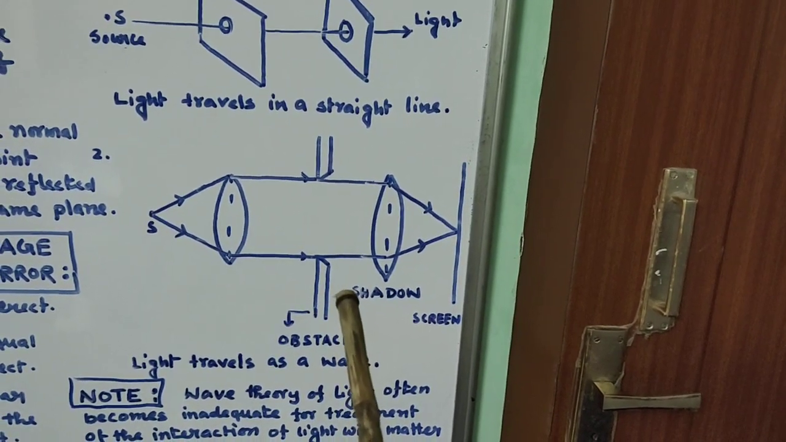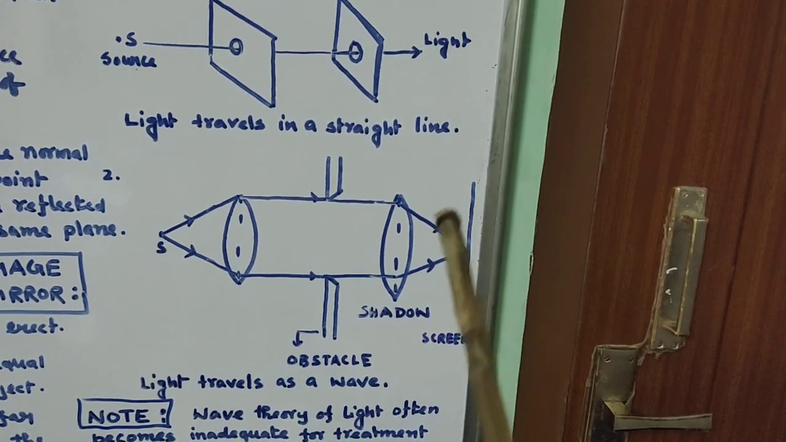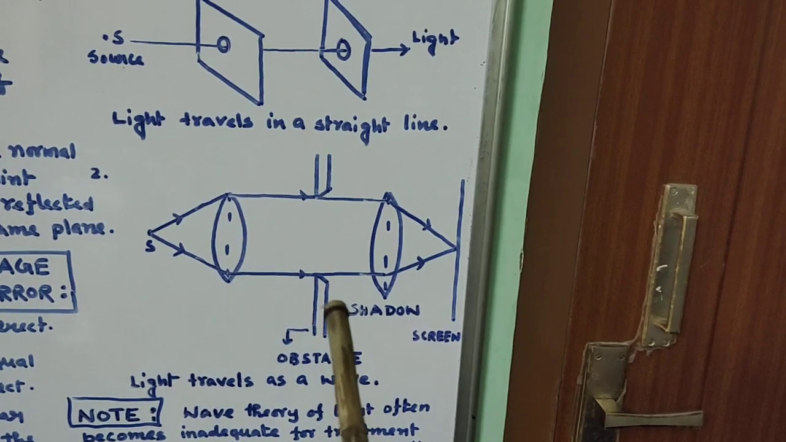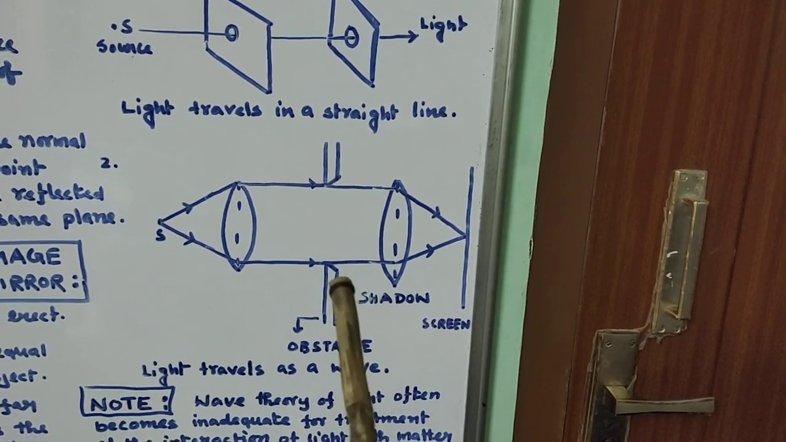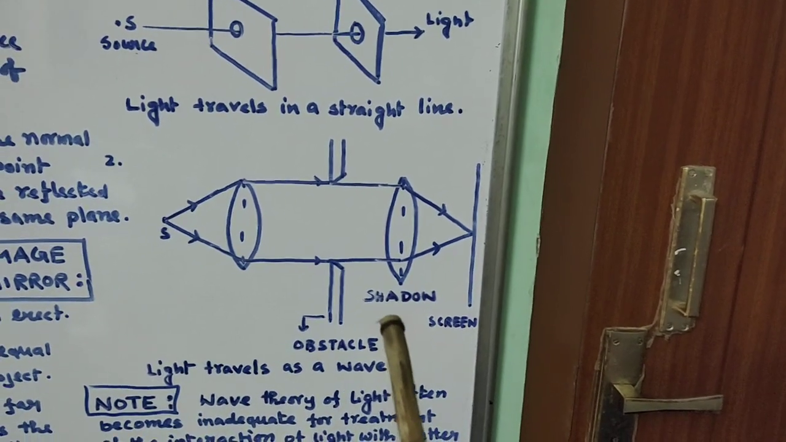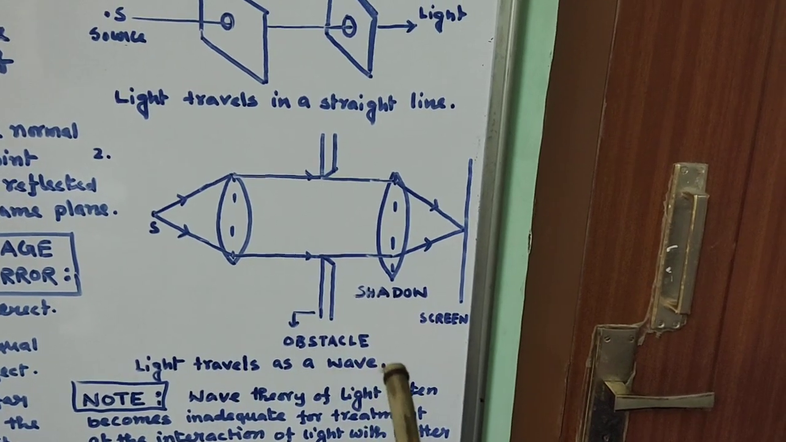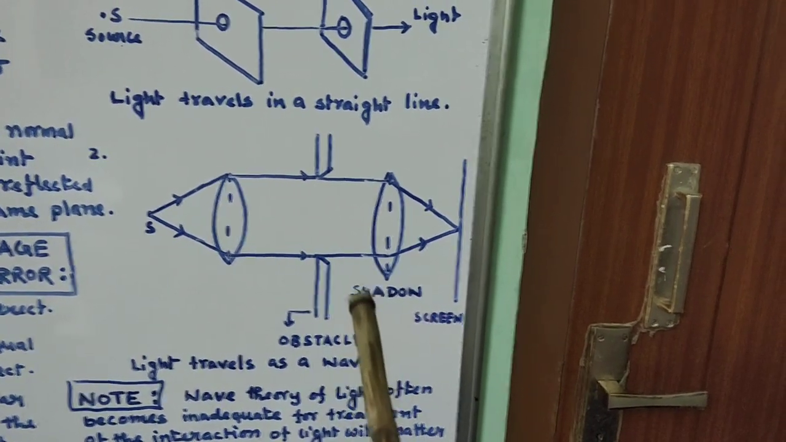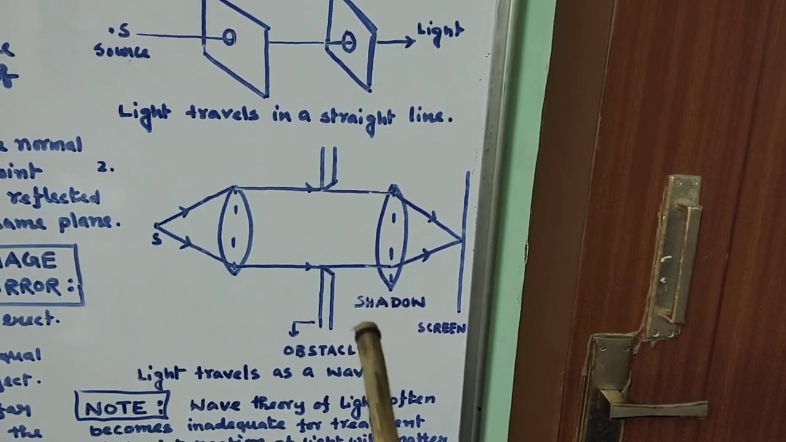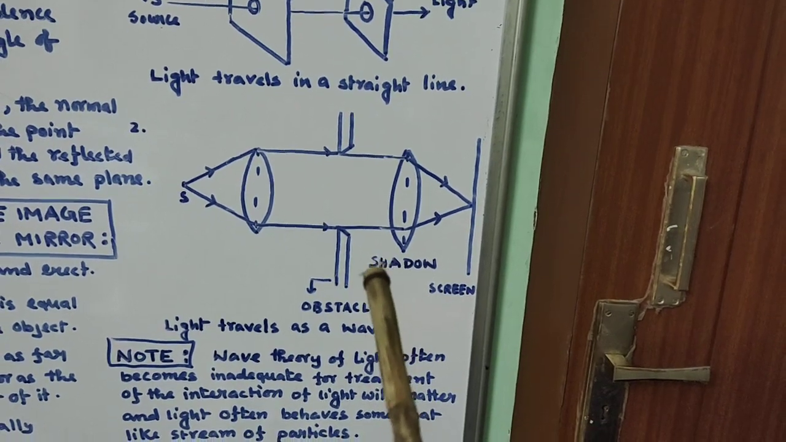So the first experiment shows that light travels in a straight line, but the second experiment shows that light does not travel in a straight line, rather it travels as a wave, and this gives the origination of the wave theory of light. So we have written here light travels as a wave. That's why some illumination occurs in this shadow region. Okay, more we'll discuss, or more you will get in higher class.